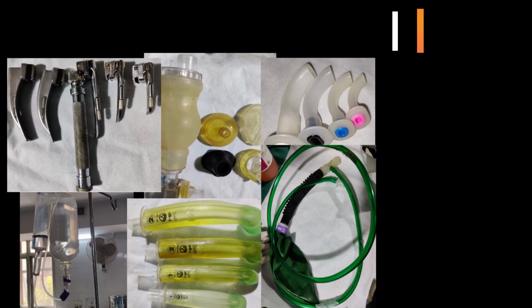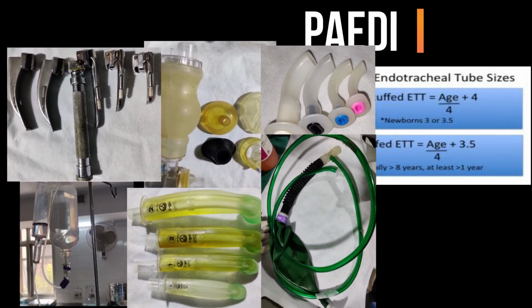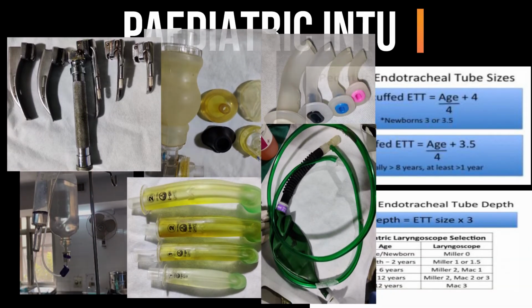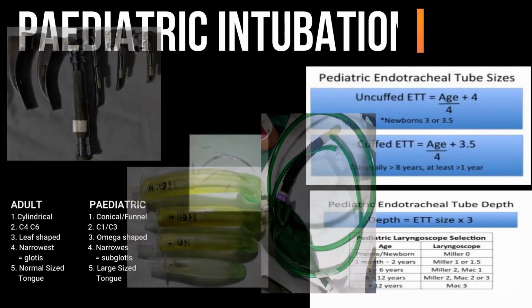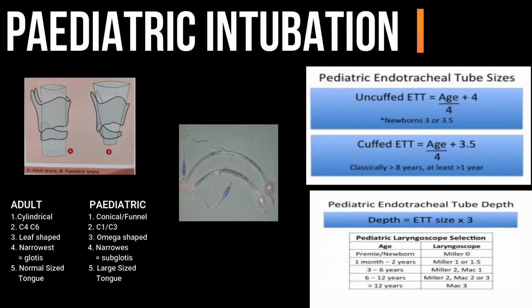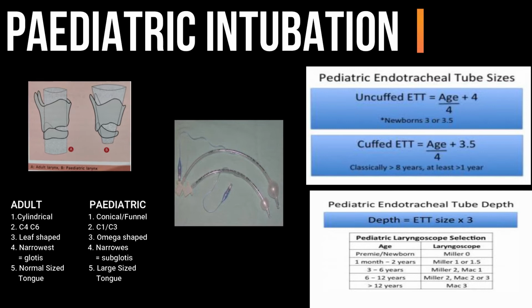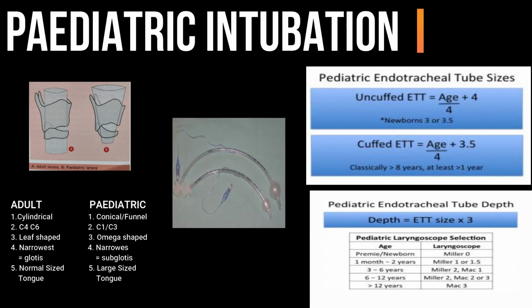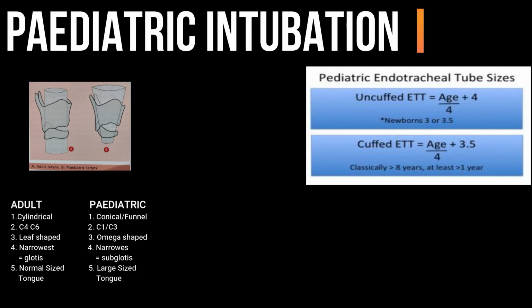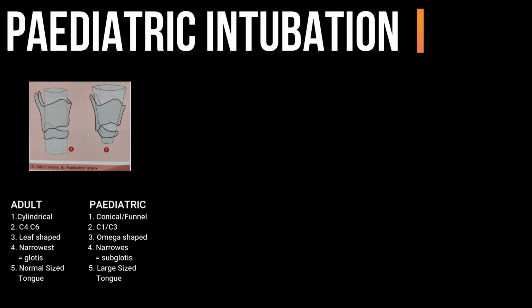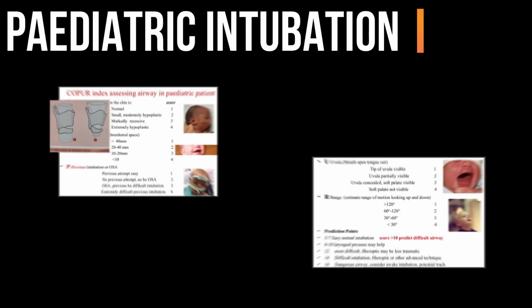Coming to pediatric intubation, it necessitates the checking of the pediatric airway and equipment before the procedure, and the use of a patent IV line and pediatric drip set. The pediatric ET tube size can be easily derived by the formula. For uncuffed it is age divided by 4 plus 4, for cuffed it is age divided by 4 plus 3.5. The approximate depth can be calculated by multiplying the size by 3. Difference between adult and pediatric larynx and airway is listed in the table.